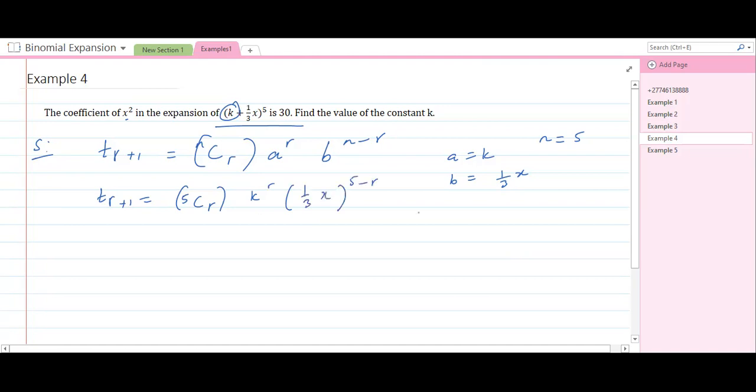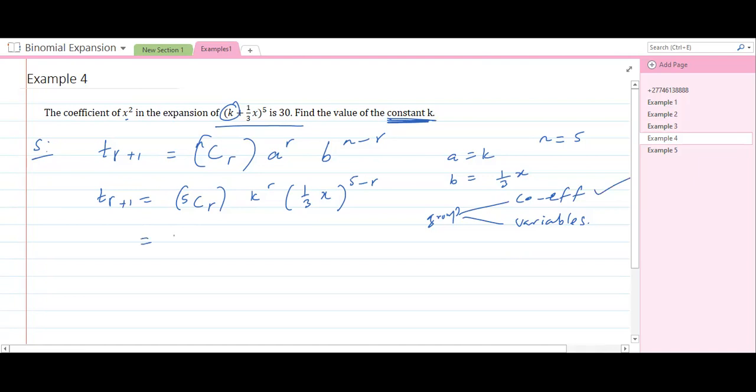We want to group the coefficients and group the variables together. What they're saying is to find the value of the constant k. Now remember, k is a constant, so that's fine. This will be part of the coefficient group because it's a constant.